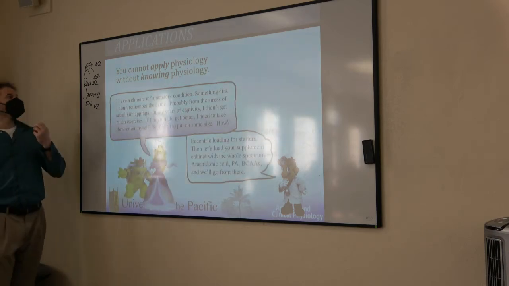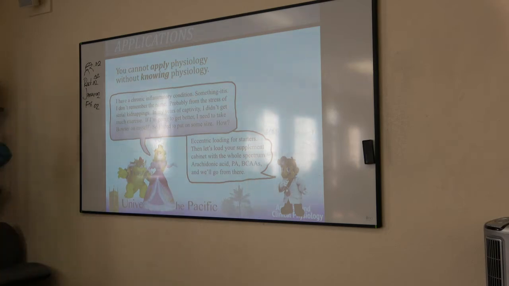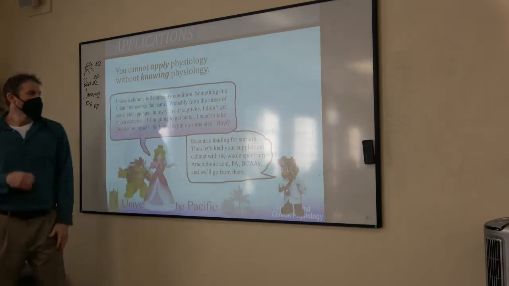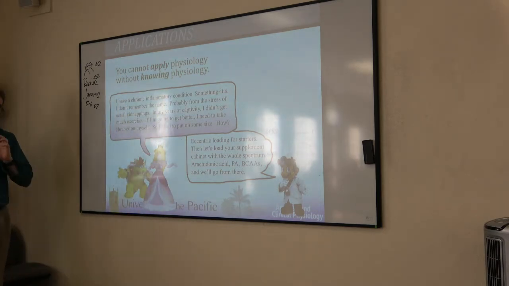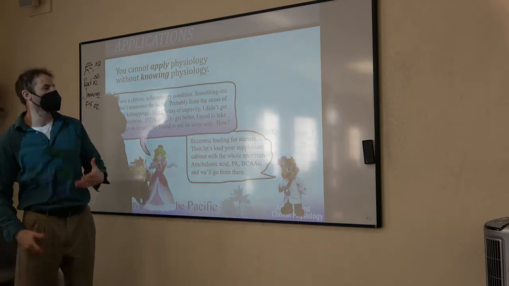I have a chronic inflammatory condition, something itis, I don't remember the name, probably from the stress of serial kidnappings. In my years of captivity, I didn't get much exercise. If I'm going to get better, I need to take on Bowser myself. So I need to put on some size. How? Let's start with eccentric loading. Then let's load your supplement cabinet with the whole spectrum: arachidonic acid, phosphatidic acid, branched chain amino acids. We'll go from there.